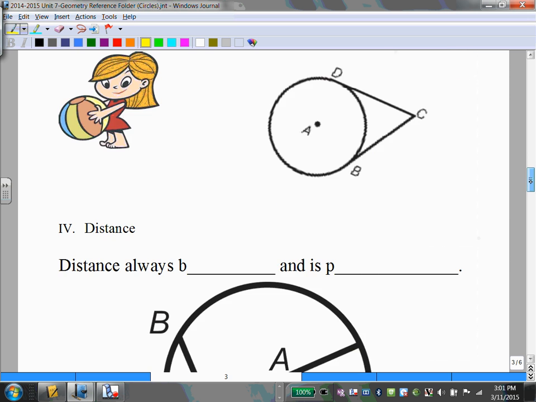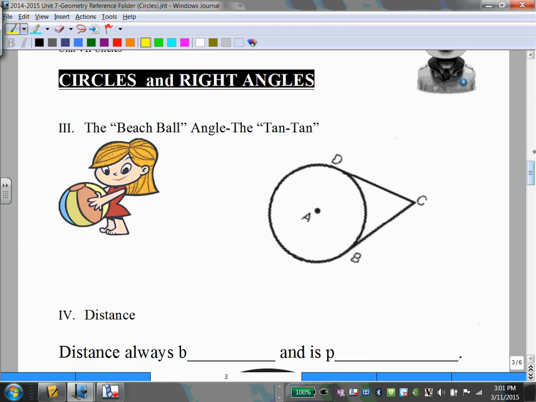And the only other thing that we learned today is if you have a beach ball angle, which is code for a tan-tan, the arms of a tan-tan angle are congruent. That's it for now. Review that, and I'll see you in class.